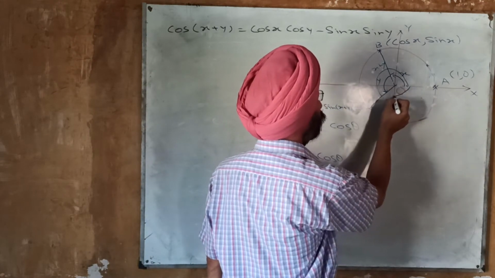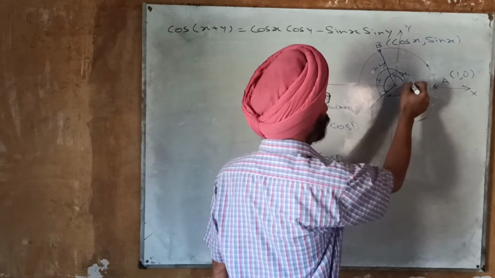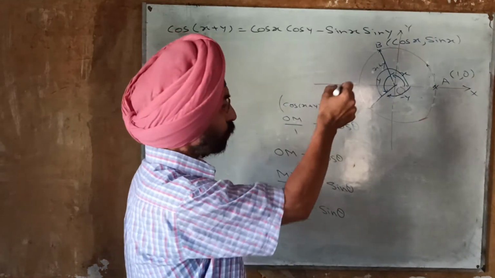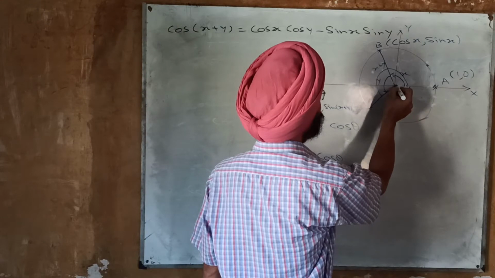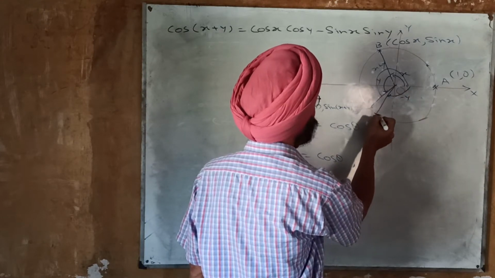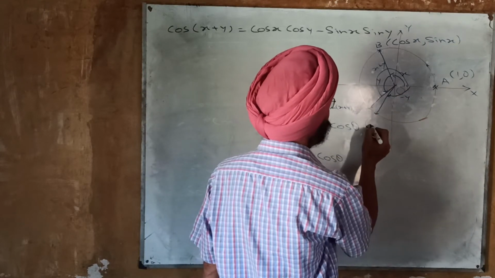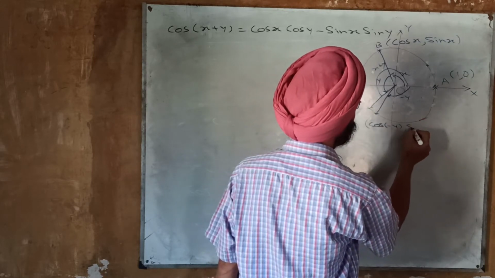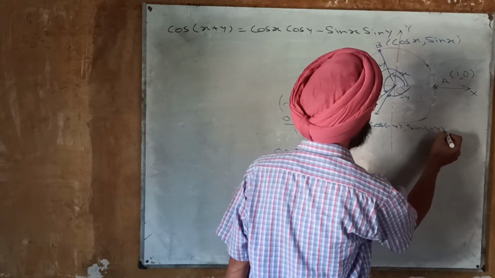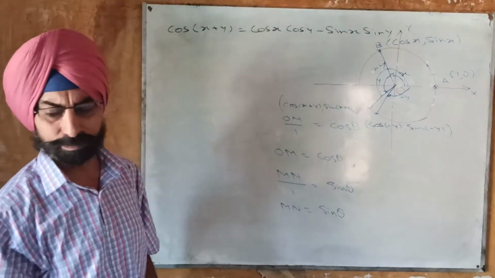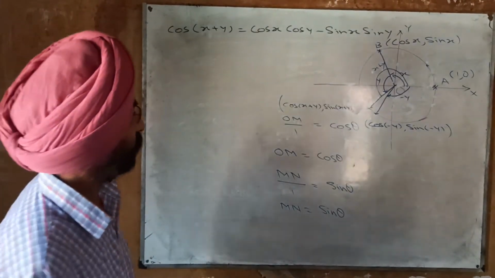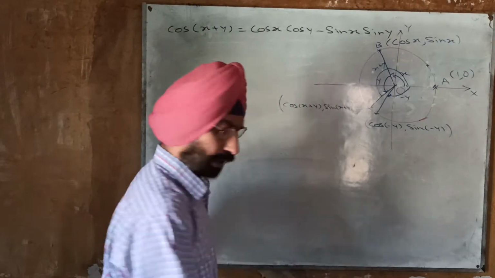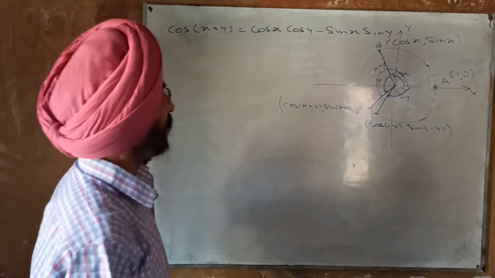Now subtend minus y here, minus y, because I am taking it clockwise, not anti-clockwise now, and you will get another point. Suppose this is the point, and the coordinates of this point will be cos(minus y), sin(minus y), by the same rule. Now look at what we are going to have.